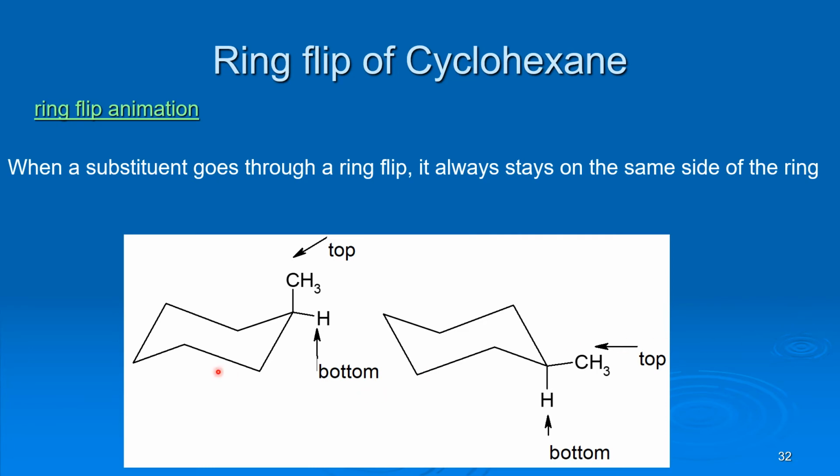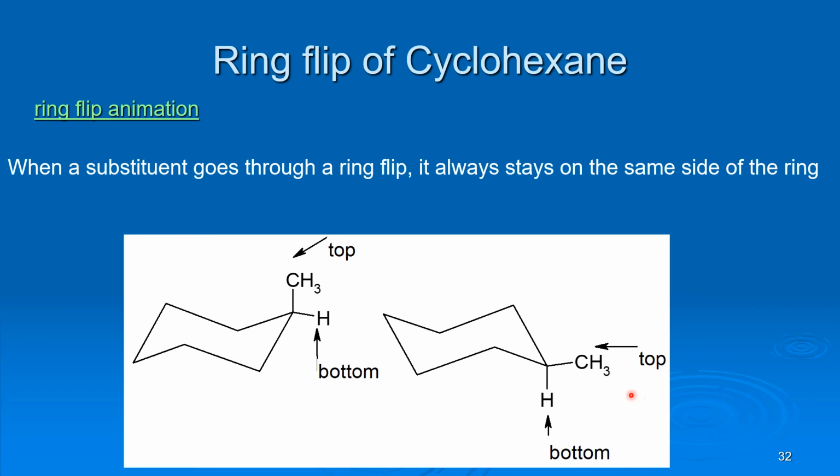But what's really important, this sentence right here: when a substituent goes through a ring flip, keep in mind that it always stays on the same side of the ring. So what do I mean by that? Notice that I've got my pointer on this carbon number 1. The CH3 is axial and the H is equatorial, but no matter what, the CH3 is on top and the H is on the bottom of these two substituents. This is the top one, this is the bottom one.